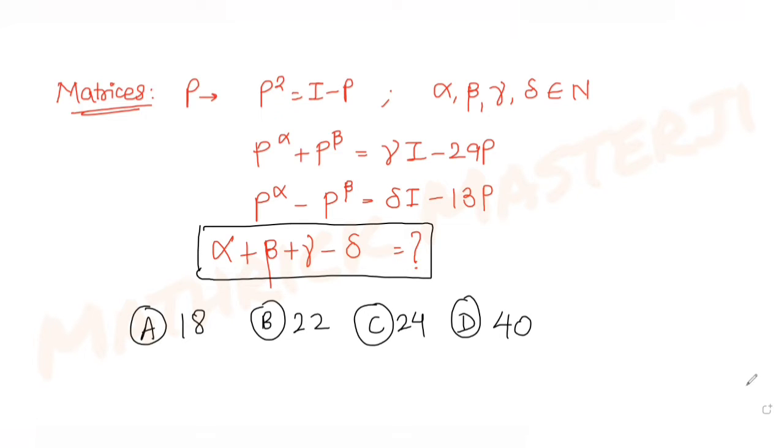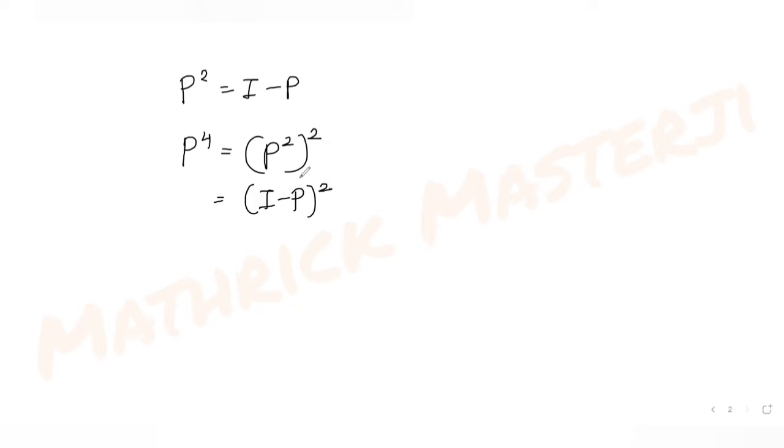So if I see here, I have P squared is I minus P. With this, if I try to figure out another power of this matrix P, I can easily find P raised to 4. So I can write that as P squared whole squared, which basically gives me I minus P the whole squared. Evaluating this, (a minus b) whole squared is a squared minus 2ab plus b squared, which is I squared minus 2P plus P squared.